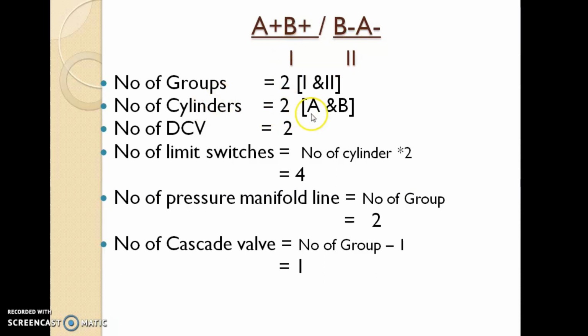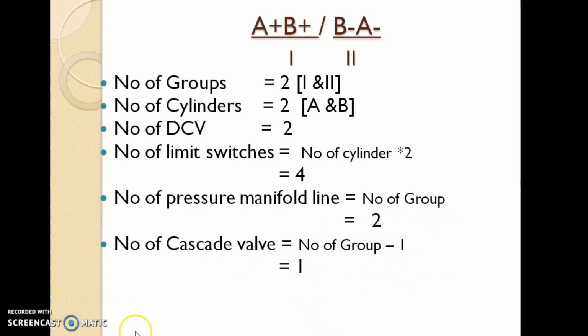Number of DCV, direction control valve, is 2. Number of limit switches is 2 times the number of cylinders, that is 4 limit switches. Then the pressure manifold line we call a pipeline. There are two groups, so two pipelines. And the cascade valve is nothing but a 4/2 DCV, direction control valve. The number of cascade valves is number of groups minus 1, so one cascade valve.